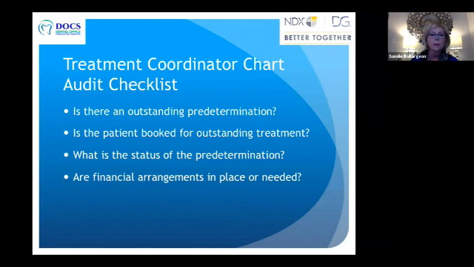One key thing to remember with predeterminations as well is most predeterminations are only valid for 90 days. So if you've been waiting a month or another month, whatever, and you haven't been able to get in touch with that patient, then you may need to resubmit the predetermination. It may not be valid if it's been left too long. So that's another key thing to keep in mind as well.